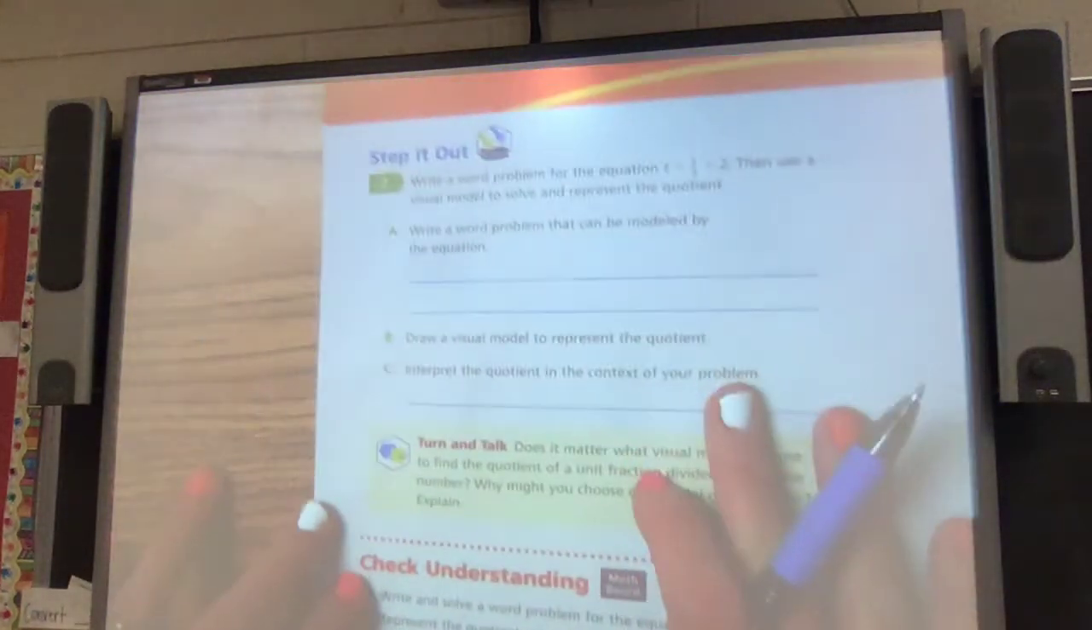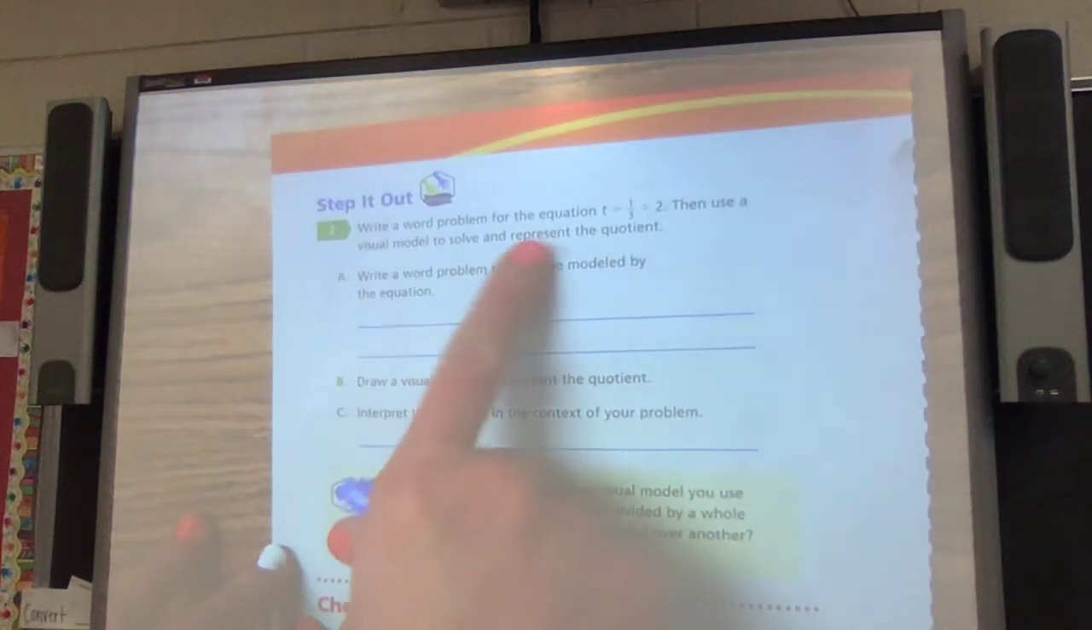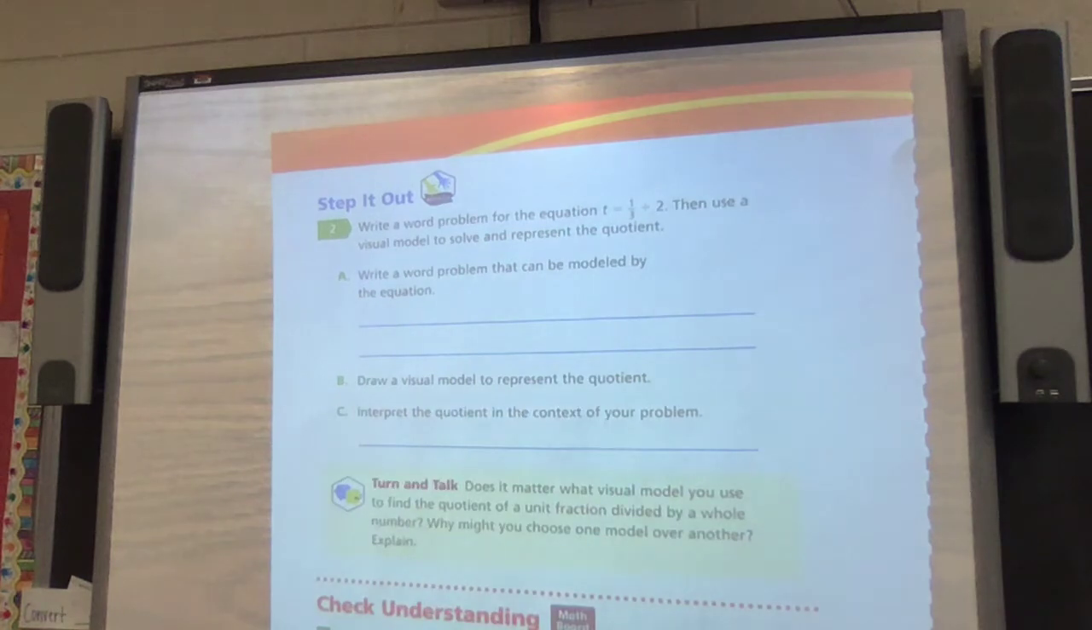Let's turn the page over. So we're on 284. Number 2 says, write a word problem for the equation t equals 1/3 divided by 2. Then use the visual model. Write a word problem. Okay.